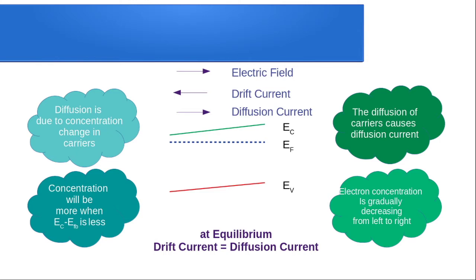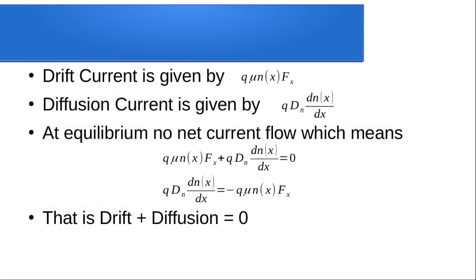And at equilibrium, the drift current will be equal to the diffusion current, so that the net flow of current in the semiconductor that we have considered, where we don't have any external electric field, will be zero. Now we will do the math related to this.